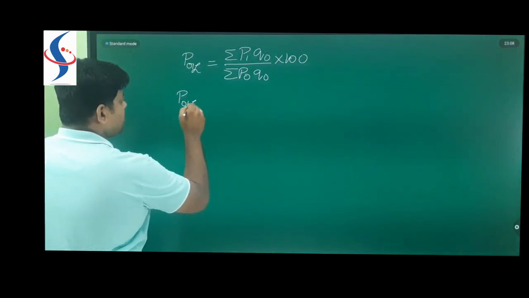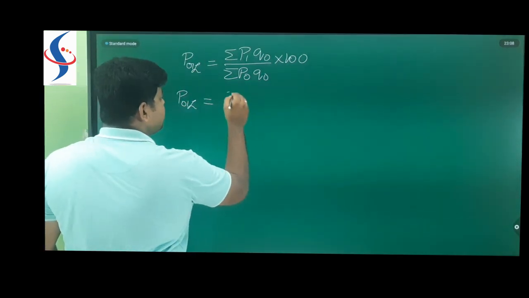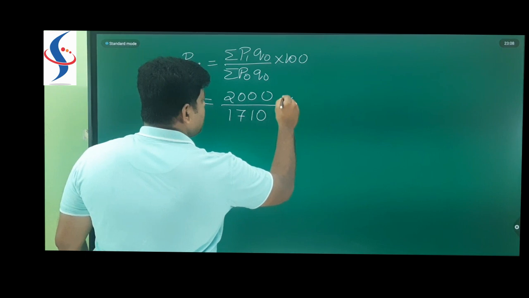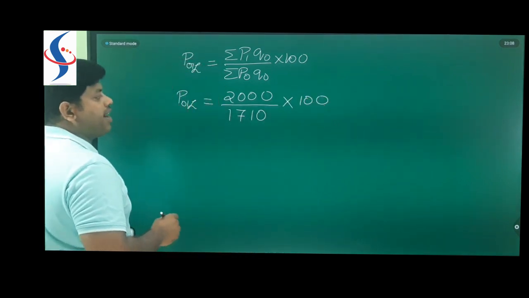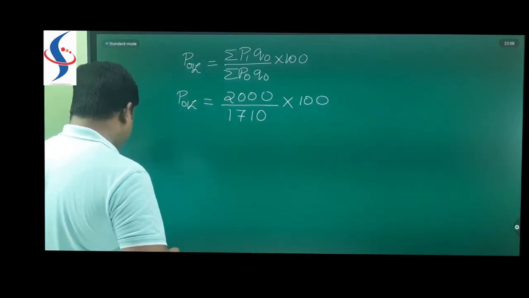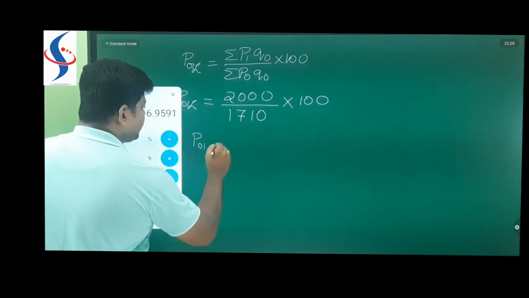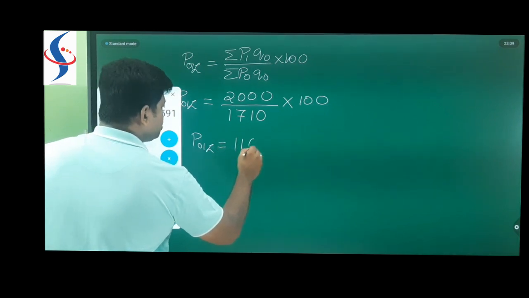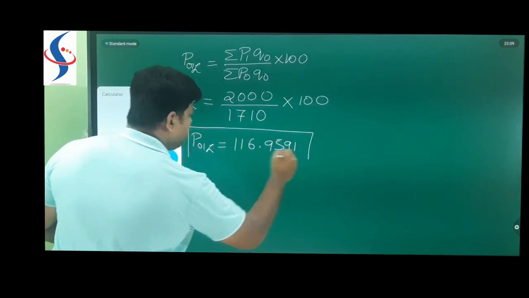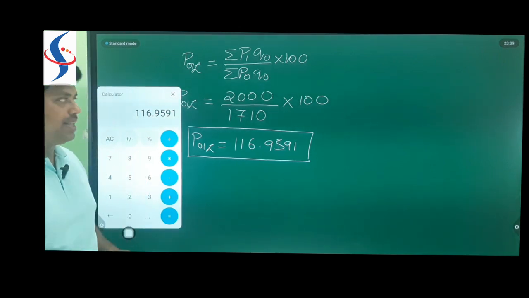And we have to get the values from the table. The values from the table are 2017 divided by 1710 into 100. That is, 2000 divided by 1710 into 100. You can use the calculator and find out the answer. The answer by using calculator, that is P01 Laspeyres, is equal to 116.9591. So you have to put it in a box to highlight the answer. This is the price index number by using Laspeyres method.